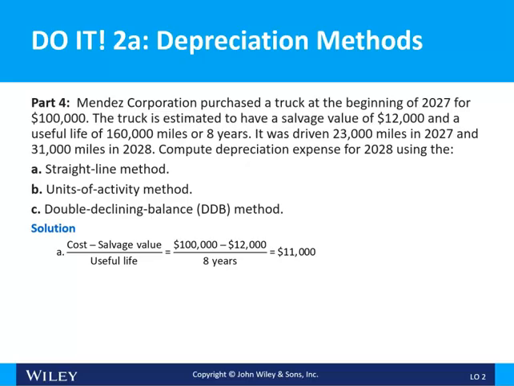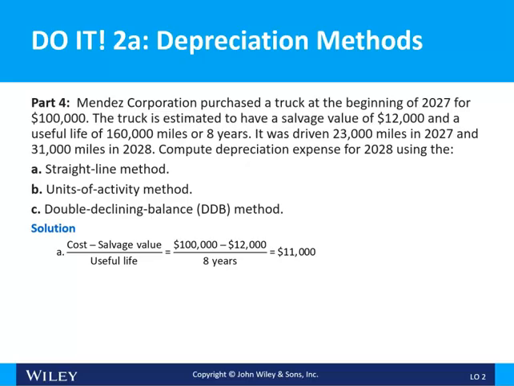it's the cost minus the salvage value divided by useful life. The cost is 100,000. The salvage value is 12,000. So 88,000 divided by useful life of 8 years gets us $11,000. Since this is straight line, it's the same for each year. So it's going to be 11,000 for 2027 and 2028. So that's what it is for 2028.